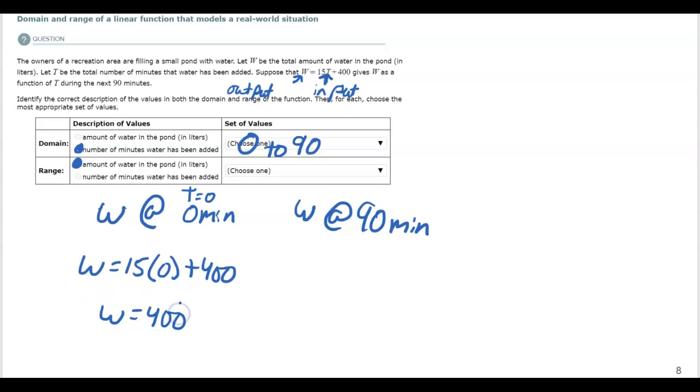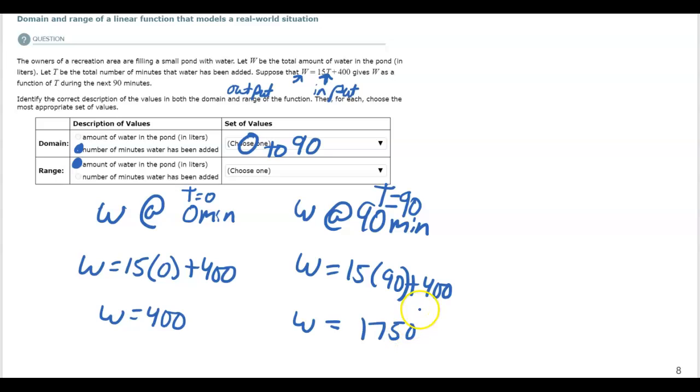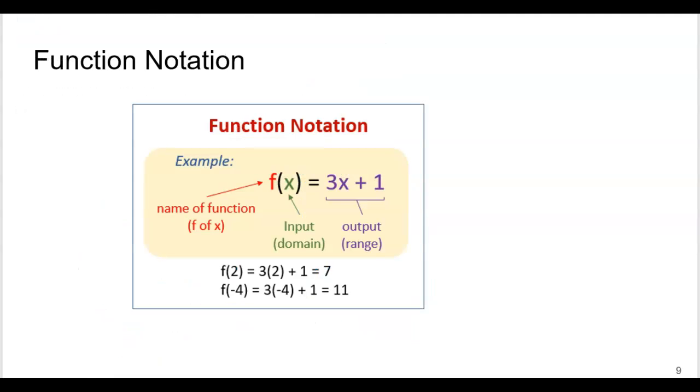So at the beginning, W will be 400. This is basically when T equals 90. So W can equal anywhere between 400 to 1,750 liters, and that's from 0 minutes to 90 minutes. Next, I'm going to talk about this idea of function notation.